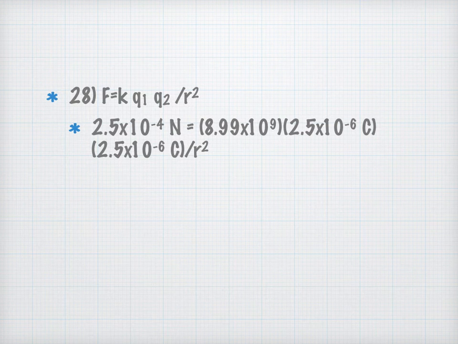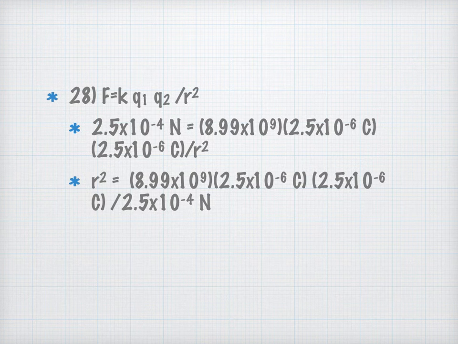2.5 times 10 to the negative 4th newtons is the force. 8.99 times 10 to the 9th is K. The 2 charges, 2.5 times 10 to the negative 6th, and divided by R squared. Do a little bit of algebra, and you should have rearranged that so that R squared equals 8.99 times 10 to the 9th times 2.5 times 10 to the negative 6th times 2.5 times 10 to the negative 6th divided by 2.5 times 10 to the negative 4th.